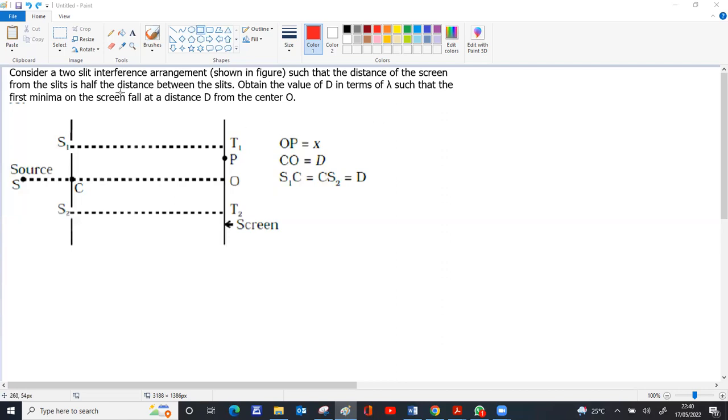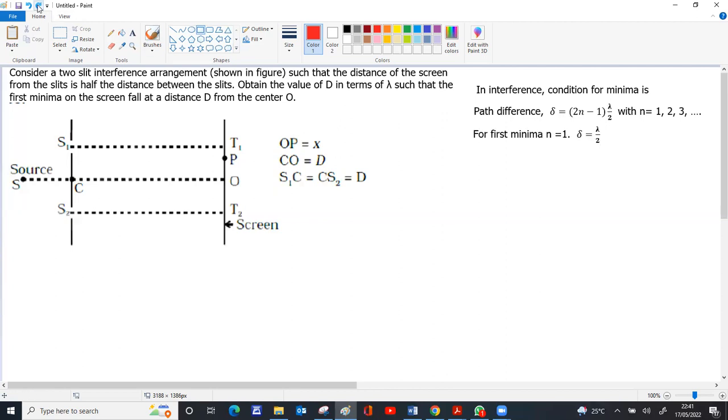Now, the condition for minima in an interference pattern is that the path difference between light from S1 to the point and S2 to the point should be equal to (2n minus 1) lambda by 2, with n being 1, 2, 3. Here T1 is the point, and S2T1 is greater than S1T1. For the first minimum, n equals 1, so 2 into 1 minus 1 is 1. So the path difference should be lambda by 2 for the first minimum.